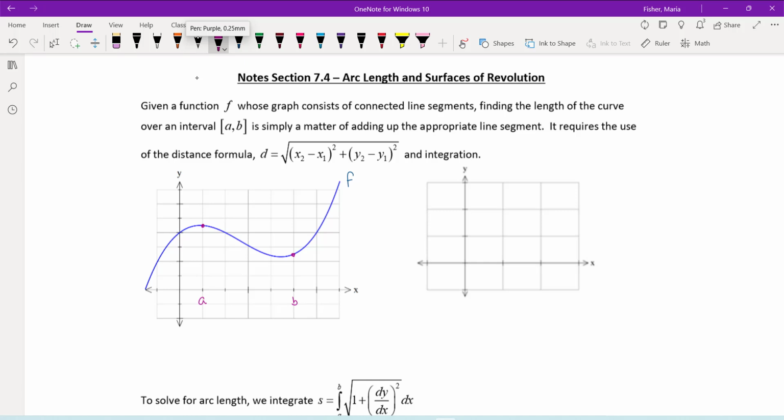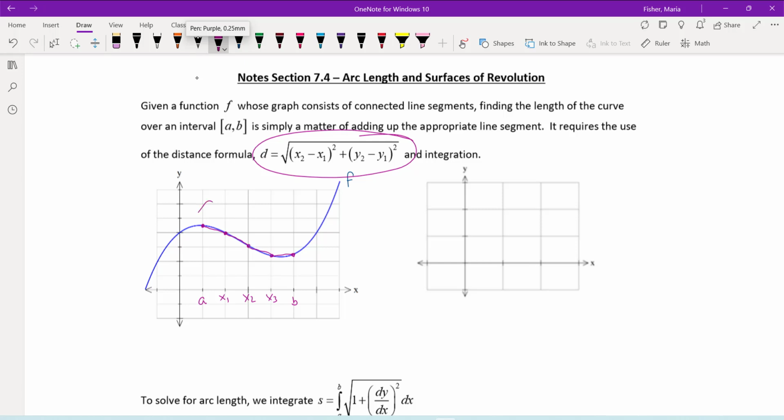What we could do is add up a number of line segments. So let's say that I call here x sub 1, x sub 2, x sub 3, and to find this length, we could find the length from A to x sub 1, from x sub 1 to x sub 2, from x sub 2 to x sub 3, and from x sub 3 to B, and we could use the distance formula to find the length of each one of those line segments and add all of them up. So the arc length formula is coming from this distance formula and integration.